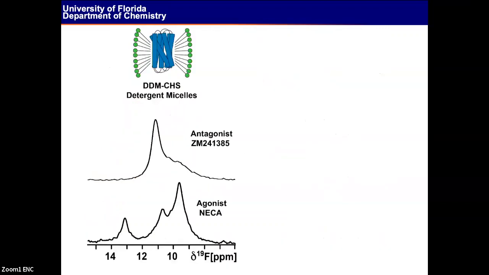So here's some representative simple one-dimensional fluorine NMR spectra of what we see for the receptor in detergent micelles. This top spectrum here is what you see when we add an inactivating or antagonist drug to our receptors. So we have essentially a spectrum with two components in our signal envelope. And in the bottom spectrum, we see a very different signal envelope. And this is because we've just added an activating drug or agonist to our protein.